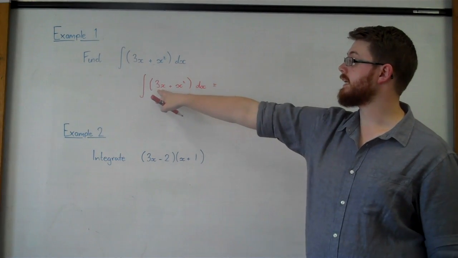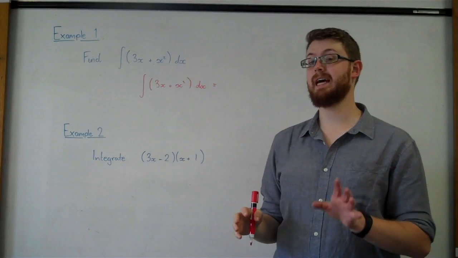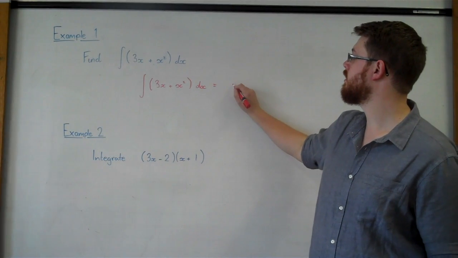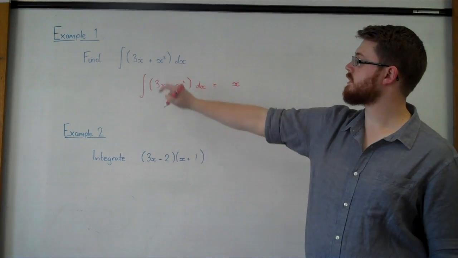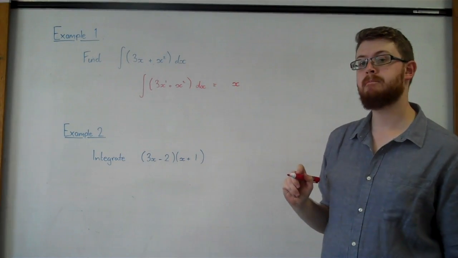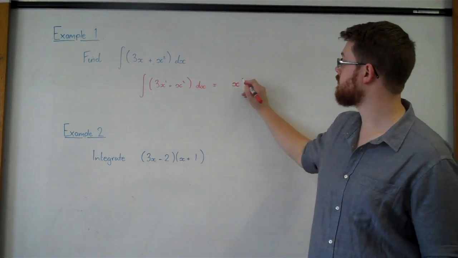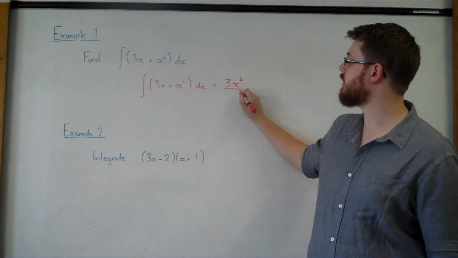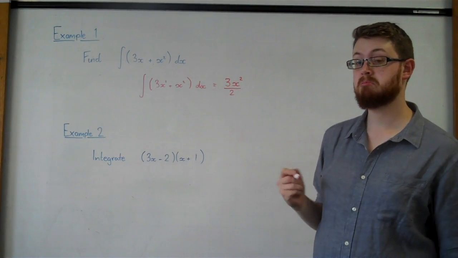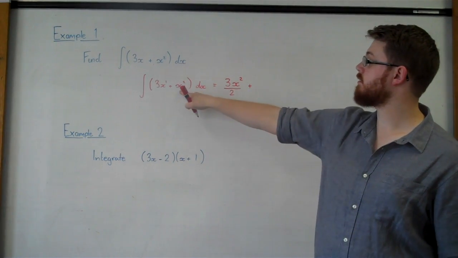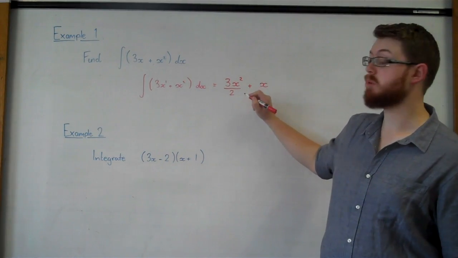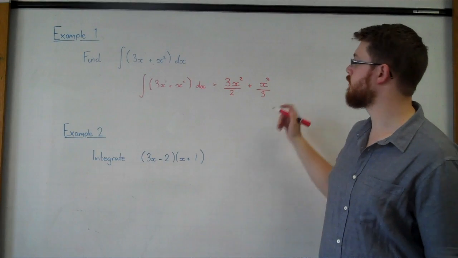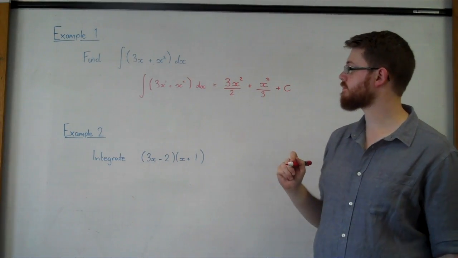So, 3x, well, that's 3 times x to the 1. Don't write the 1. So, we've got x to the 1 here. I'm going to put it in for now. Add 1 to the power, so 1 plus 1 is 2. The 3 stays on the front, and then we divide by the new power. Do the same thing with the second term. 2 plus 1 is 3. Divide by the new power. And then we've got to remember our constant of integration on the end.